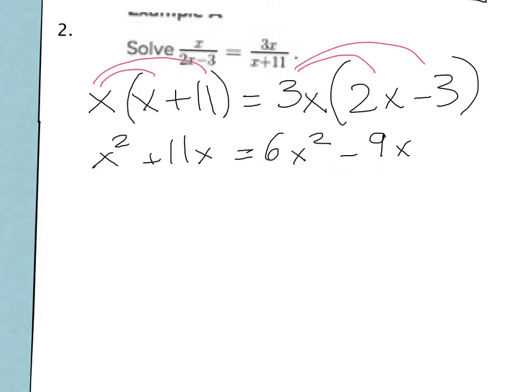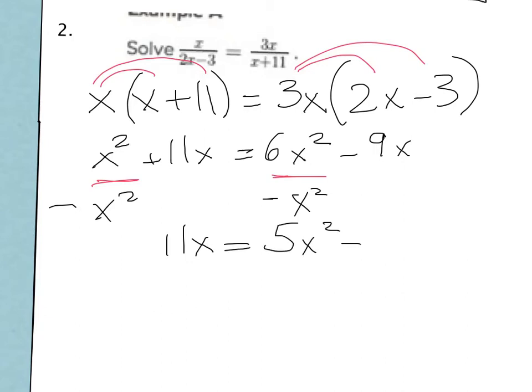So now we want to get things on the same side. We want to find like terms. Ooh, I see some x squareds, both over here and over here. So let's combine those. I'm going to subtract x squared from both sides. So I'm going to end up with 11x over here, and then that's going to equal 5x squared minus 9x.